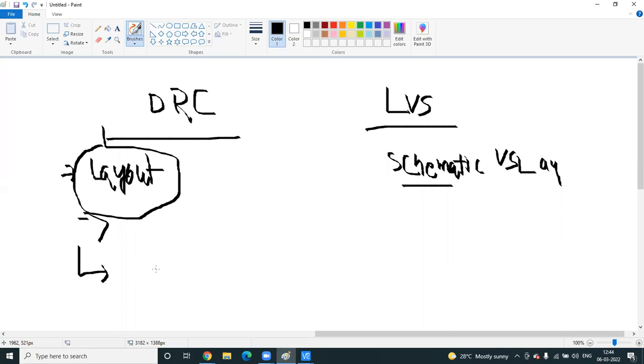And why is DRC there? DRC will check whether devices or any metal follow the minimum rules or not. As per technology, certain rules we need to follow, because you cannot draw anything blindly. If you are doing 90 nanometer, as per that technology you have to follow certain rules.